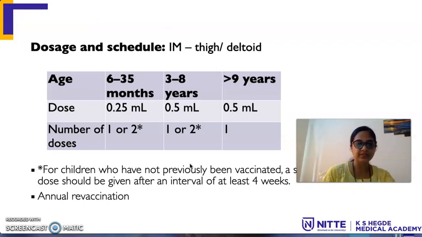It's given intramuscularly in the anterolateral aspect of the thigh or deltoid. For children less than 3 years old, it is given as 0.25 ml, 1 or 2 doses. The second dose is given after 4 weeks. Between 3 to 8 years, it's given as 0.5 ml, again 1 or 2 doses. For children more than 9 years of age, it's given as a single dose, 0.5 ml. So generally, we vaccinate every year, that is, annual revaccination is recommended. For children who are not previously vaccinated, a second dose can be given after an interval of 4 weeks.